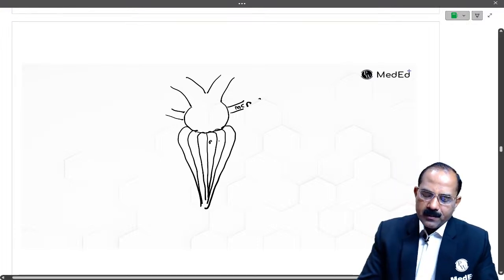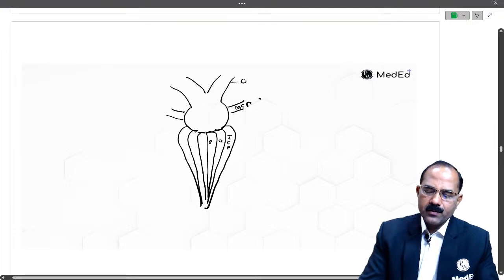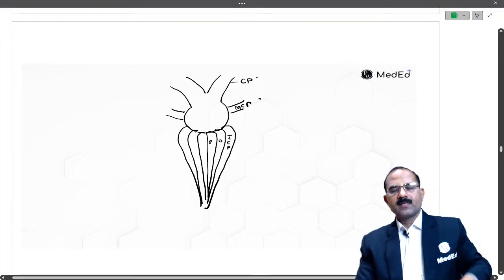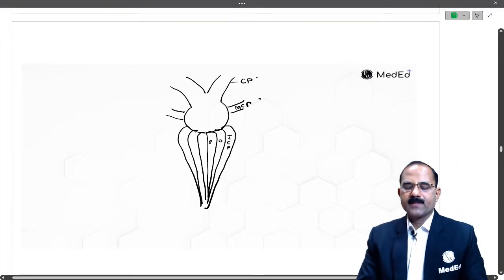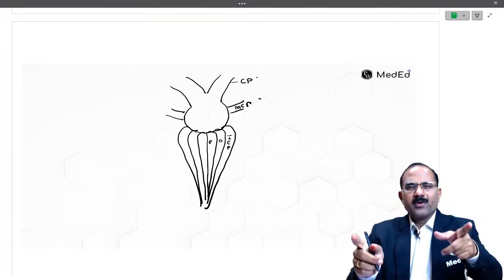So this is pyramids, that's olives, and that's the inferior cerebellar peduncle. This is what we call as the crus cerebri or the cerebral peduncles. Now, this is very important.